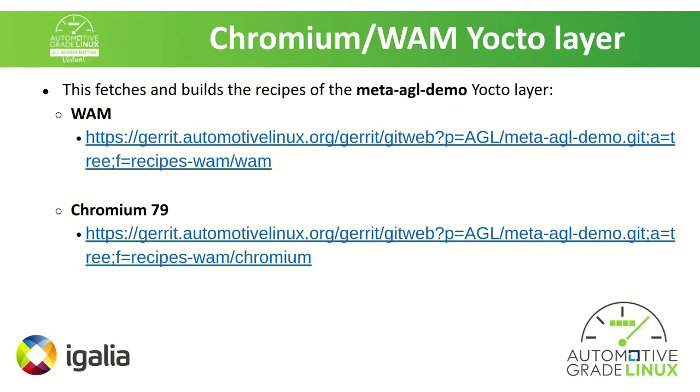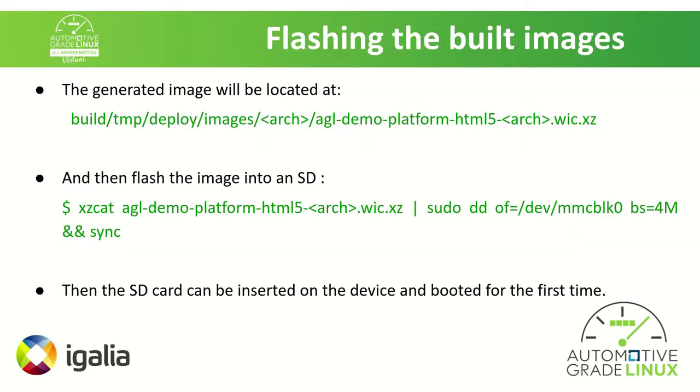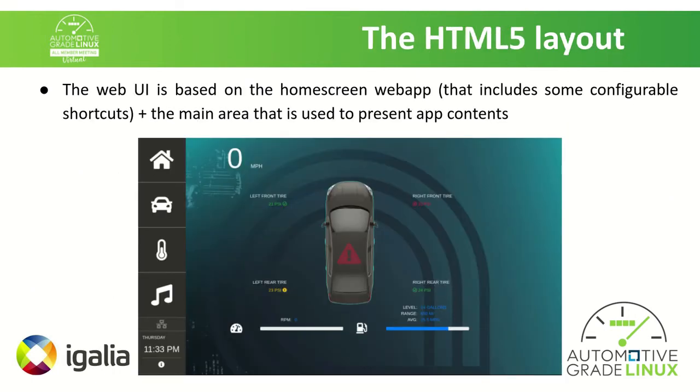So the details about the recipes specific for WAM and Chromium 79 are available on Gerrit too. They can be checked there, just in case anyone wants to add additional dependencies or contribute or test the platform. And then after building, the generated image will be available at build/tmp. With that it can be directly flashed onto an SD card or run virtually in QEMU, and then booted for the first time.